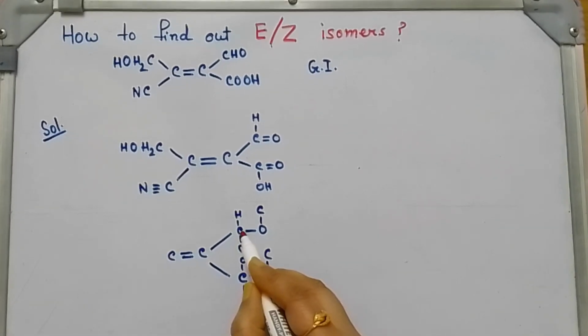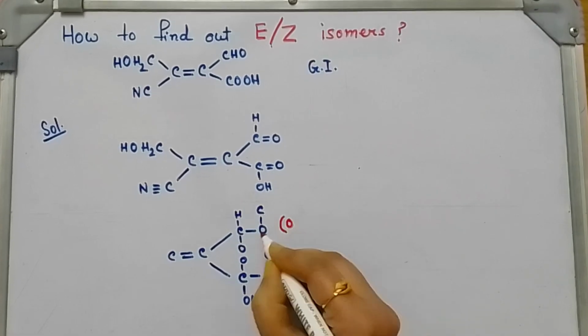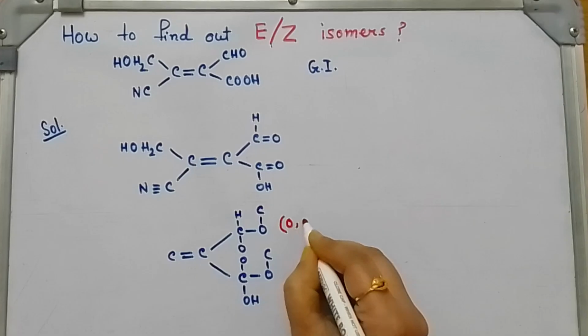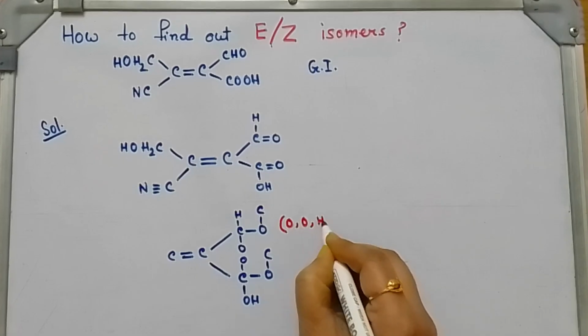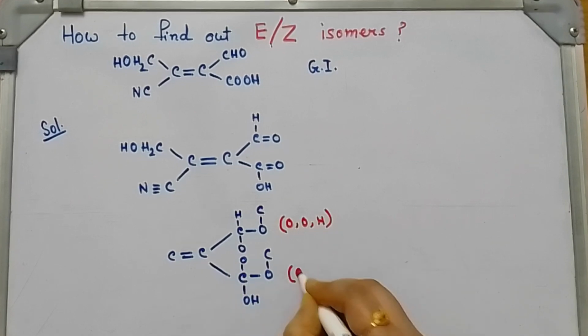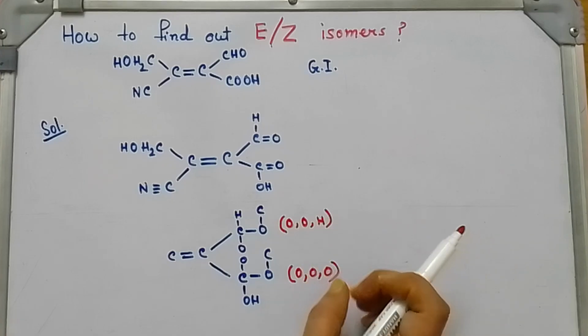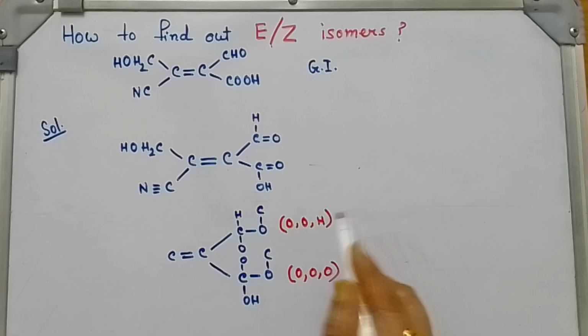So with this carbon, what atoms are attached? Oxygen, oxygen and hydrogen. You can write in decreasing order of their atomic number. With this carbon, what is attached? 3 oxygen atoms. Now what you have to find out of these 3 atoms, which is best? How to find best? Which is having highest atomic number. So here best atom is oxygen, here best atom is also oxygen.